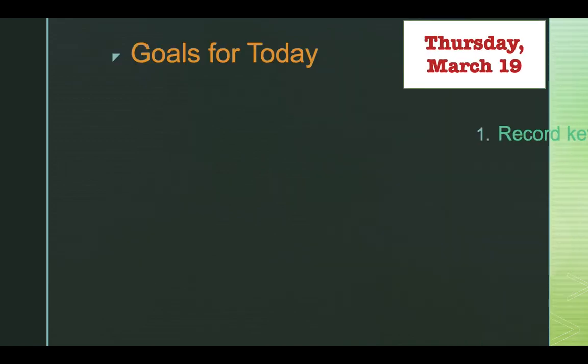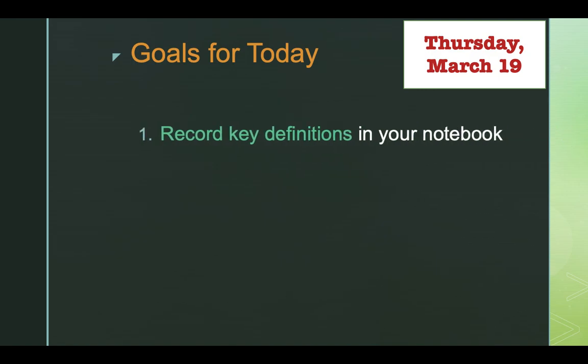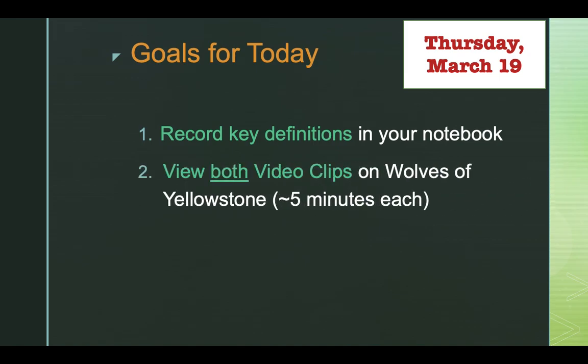Our goals for today are: Number 1, there are 3 key definitions I need you to record in your science notebook on trophic cascades before, number 2, you view both video clips I have in this folder. Both video clips are fairly short, they're about 5 minutes each. However, I think they give you a great holistic picture of the impact that eradicating the wolves from Yellowstone Park had on the local ecosystem.